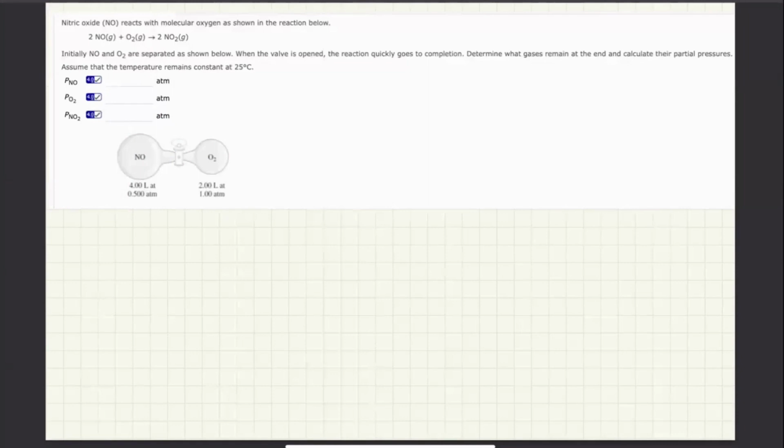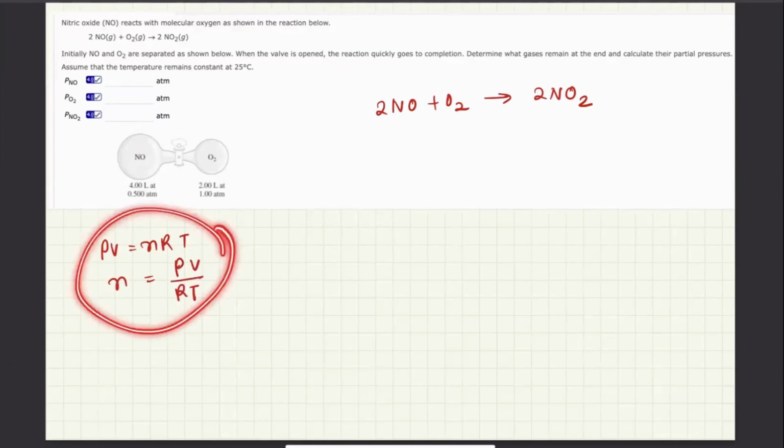So let's just write down the equation. Okay, so all of these are guesses, okay? Now, we know that we can use the gas law formula, which is PV equals nRT. Therefore, n equals PV over RT, right? So using the gas law, if we have enough information, we can find the moles, okay?